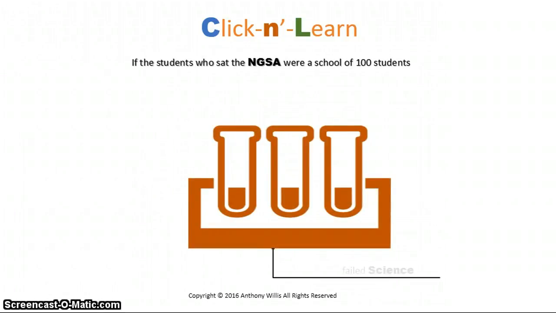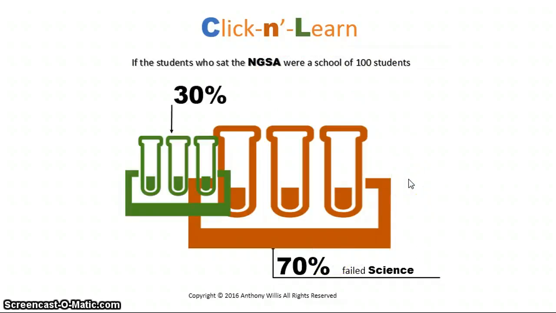In science now, if the students who sat the NGSA were a school of 100 students, then look at the proportion failed. 70%, 30% passed. So it is quite obvious that at the grade school level, students are inadequately prepared for the STEM subjects: science, technology, English, and mathematics.